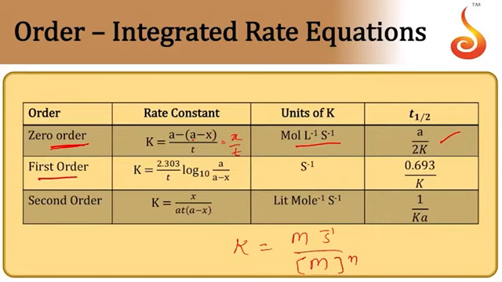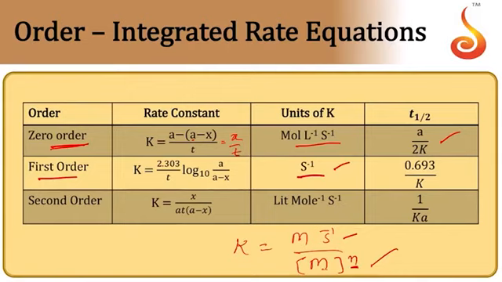Then first order kinetics, K is equal to 2.303 by T into log of A by A minus X. And units are seconds inverse. Substitute n is equal to 1 in this expression, so molar and molar get cancelled. We are left only with the seconds inverse. And half-life is given by 0.693 by K.